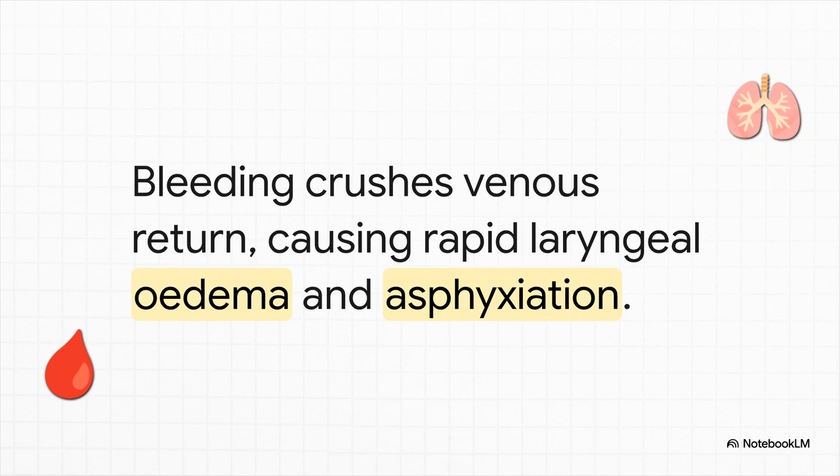The anatomy here is just totally unforgiving. The pretracheal fascia in the neck has absolutely zero room to stretch, none. So when a slipped ligature or a missed vessel starts bleeding into this confined space, the trapped blood immediately crushes the venous return. This venous congestion causes the larynx to swell incredibly fast, a process called laryngeal edema. Within moments, the airway snaps completely shut, leading to asphyxiation.